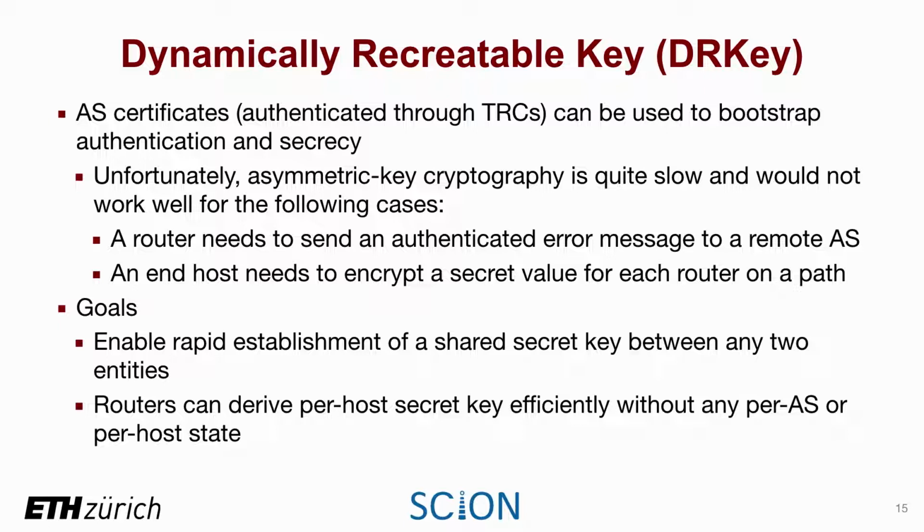So consider a router that wants to send an authenticated error message to a remote autonomous system. Or consider an end host that wants to encrypt a secret value to send to a router on the networking path. If one would have to perform asymmetric operations for each of these cases, a router could not very efficiently create these error messages, or end hosts and, again, remote routers would have to perform asymmetric operations for establishing keys. So we want to avoid these cases and make key establishment very, very simple for routers and very efficient.